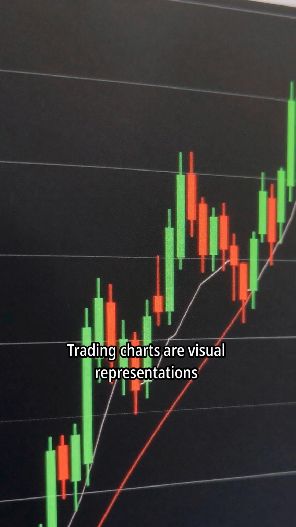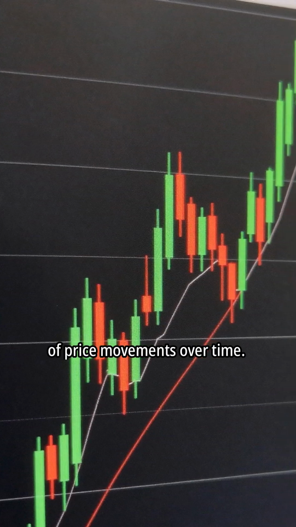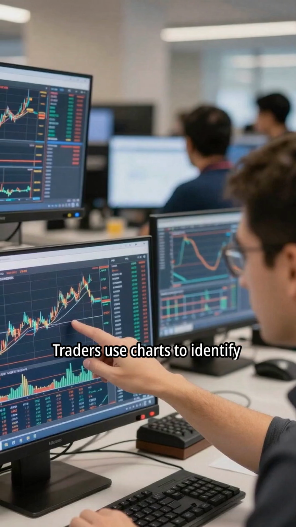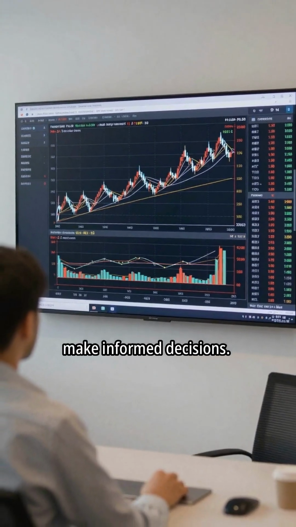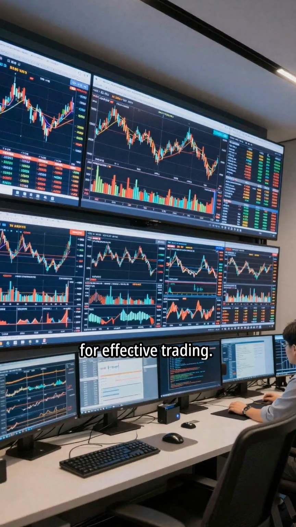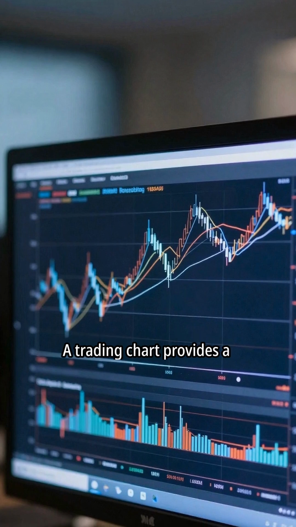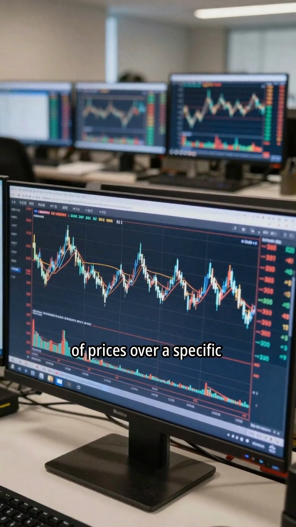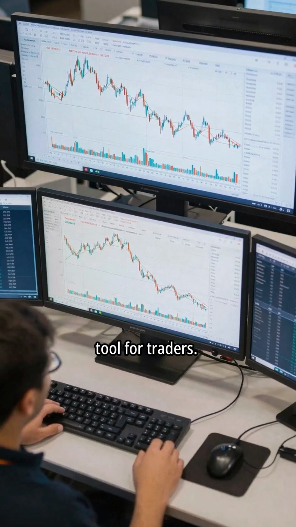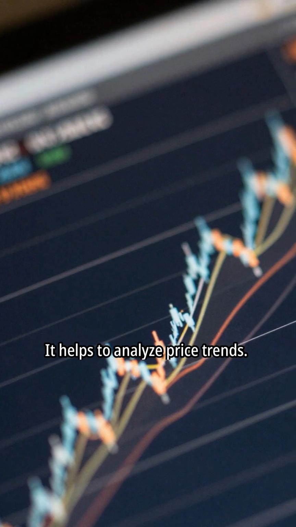Trading charts are visual representations of price movements over time. Traders use charts to identify patterns and trends. Chart analysis helps traders make informed decisions. Understanding charts is crucial for effective trading. A trading chart provides a visual representation. It illustrates the movement of prices over a specific period. The chart is a fundamental tool for traders. It helps to analyze price trends.